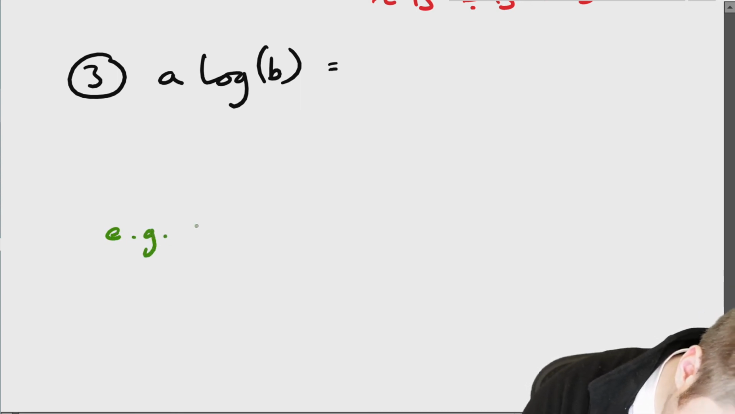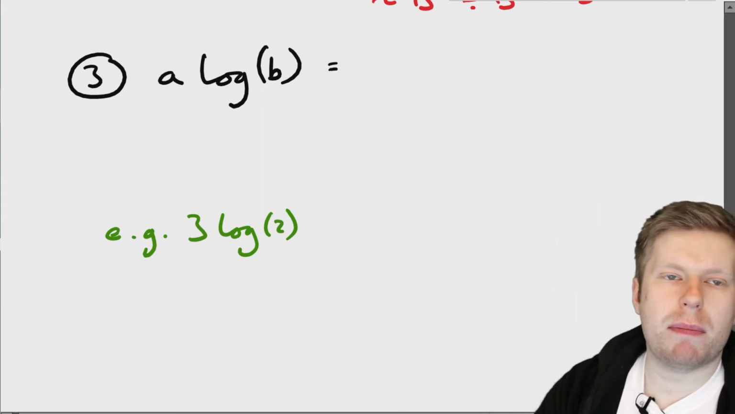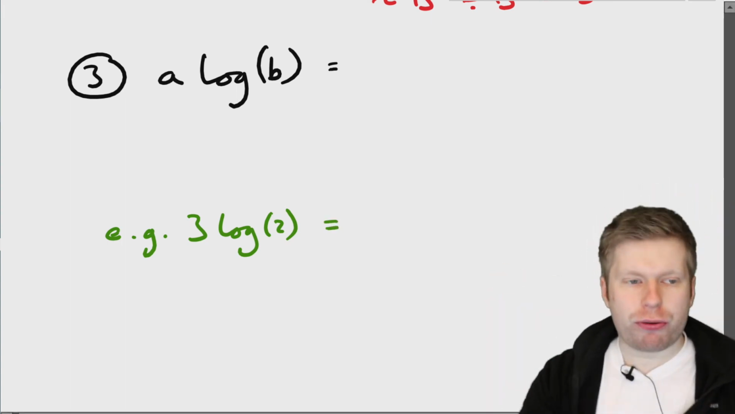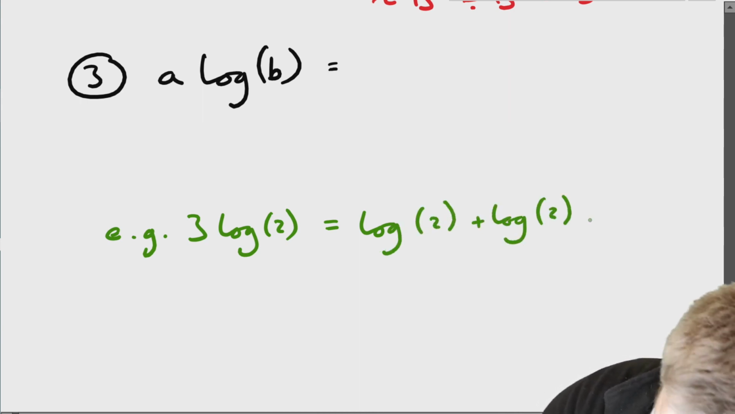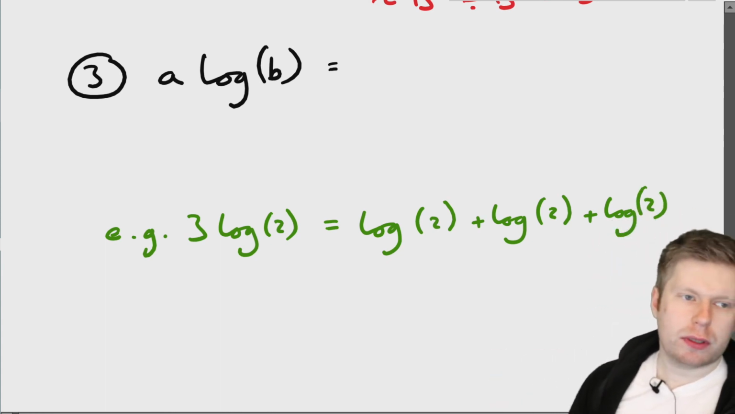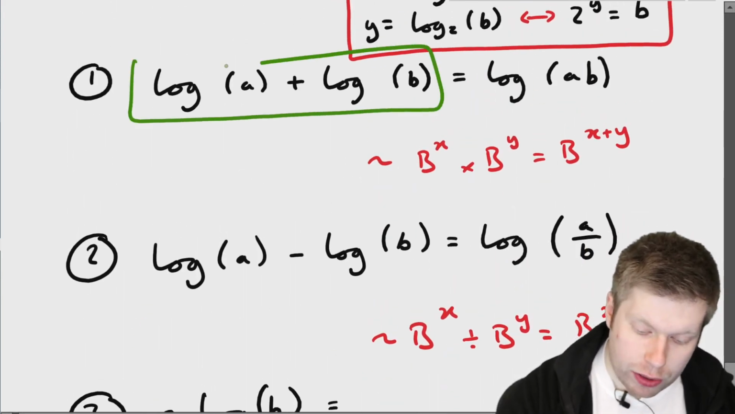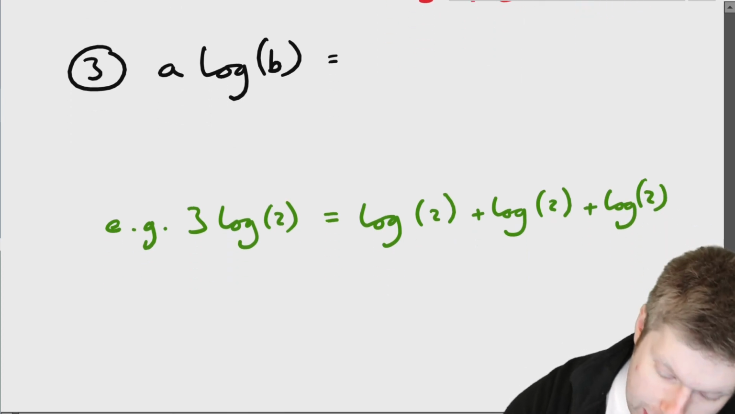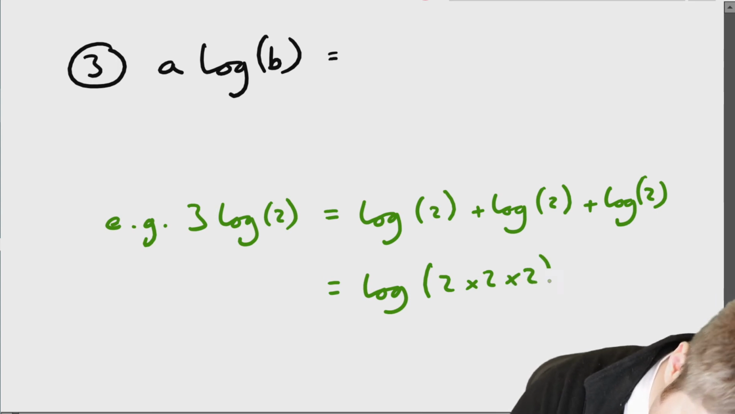Let's suppose we have 3 times log of 2. Just think, what does 3 times something mean? Well, 3 of something just means 3 times the thing, means add itself 3 times. So this just means log of 2 plus log of 2 plus log of 2. That's literally what 3 of something means. It just means add the thing to itself 3 times. Well, I've just seen a law of logarithms. Look at my first law of logarithms. If I add together logarithms with the same base, I should just times the things inside the brackets. So this thing here should be log of 2 times 2 times 2.